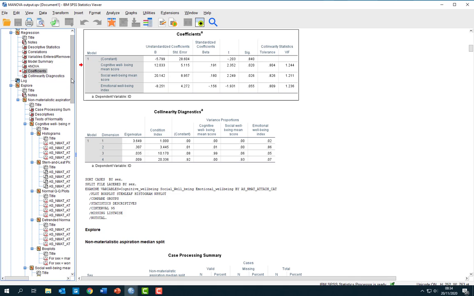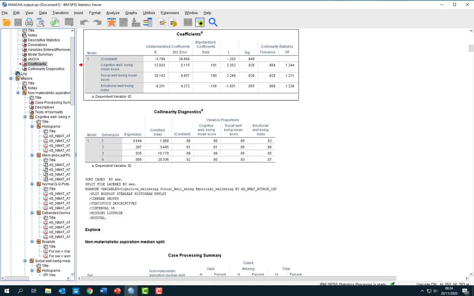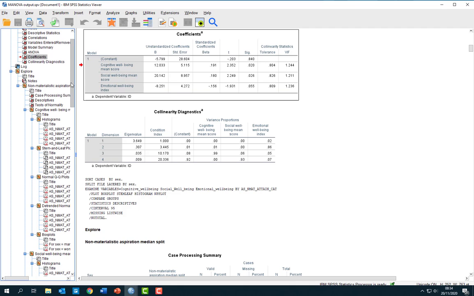But the next test that we're going to look at is to do with univariate normality and the way that is traditionally explored. So that's what this next bit of output is around.